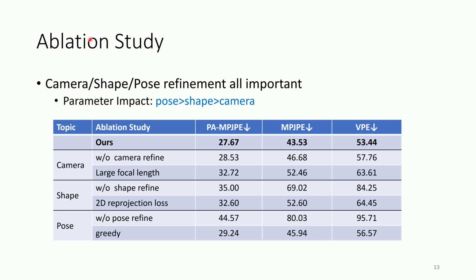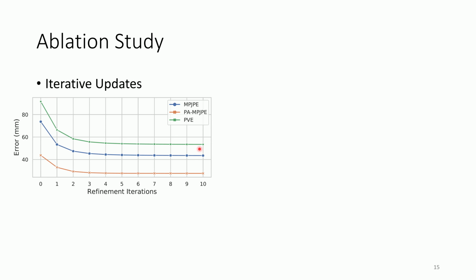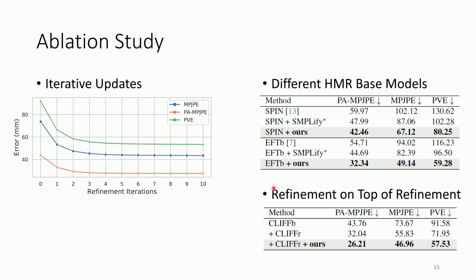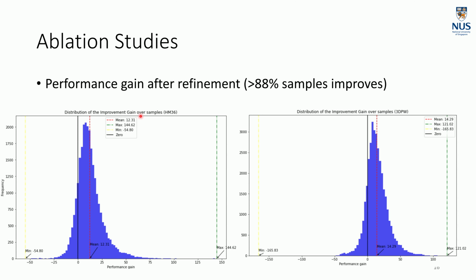Our ablation studies confirm the effectiveness of each module, with pose refinement being the most critical, followed by shape and camera refinements. Here, KITRO steadily decreases error over iterations and can converge. This table shows that KITRO is compatible with various HMR base models. In addition, KITRO can get extra improvement on top of other refinement methods. We also studied how many examples get improved. Looking at this histogram here, the majority of samples, over 88%, improve.